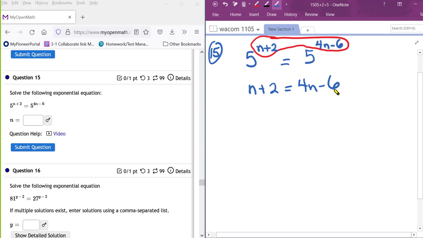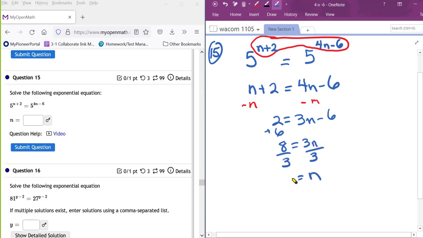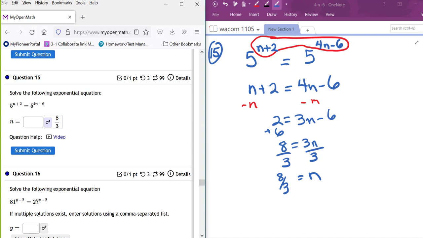This one is a linear equation. Your exponents are 1. So subtract your n. You could get rid of either n term. All right, I'm going to subtract this n. So I have 2 equals 3n minus 6. Add your 6. So 8 equals 3n. And divide by 3. So 8/3.